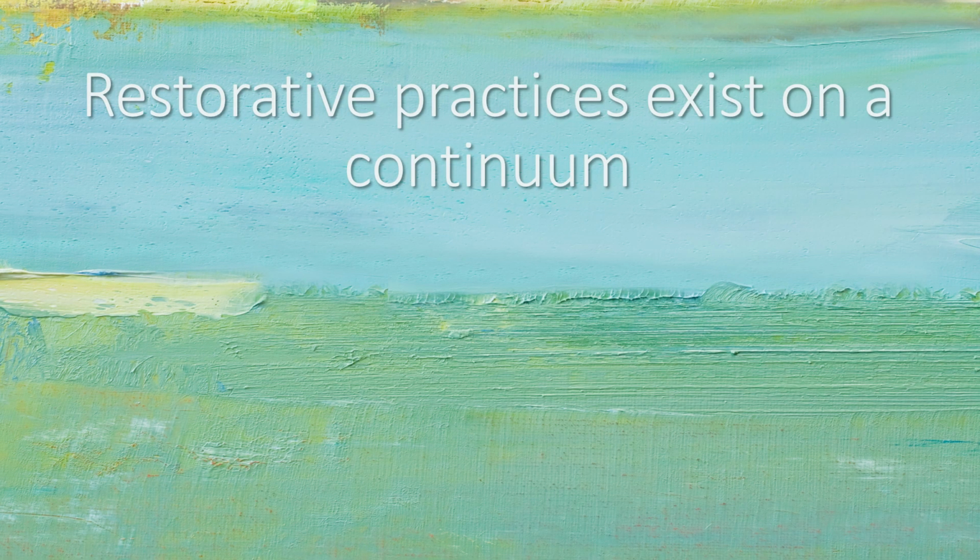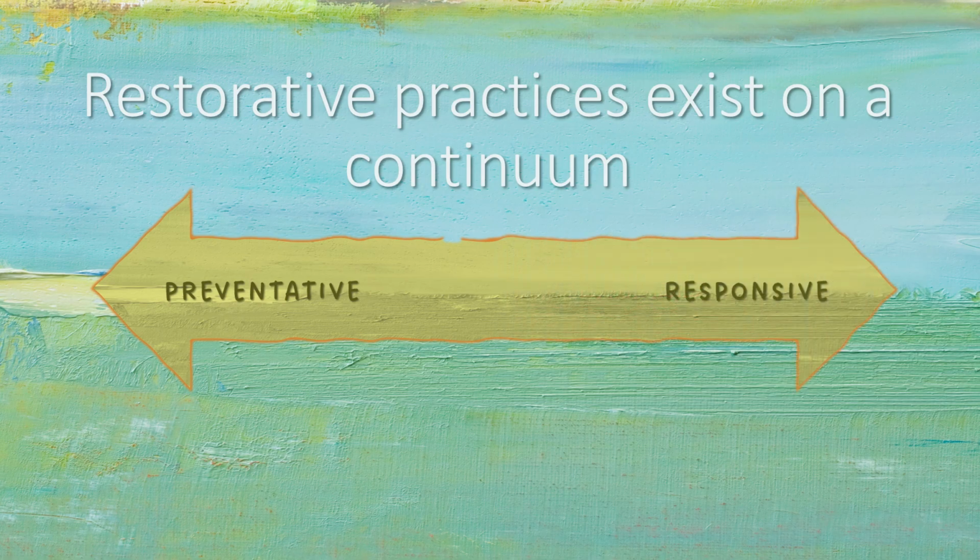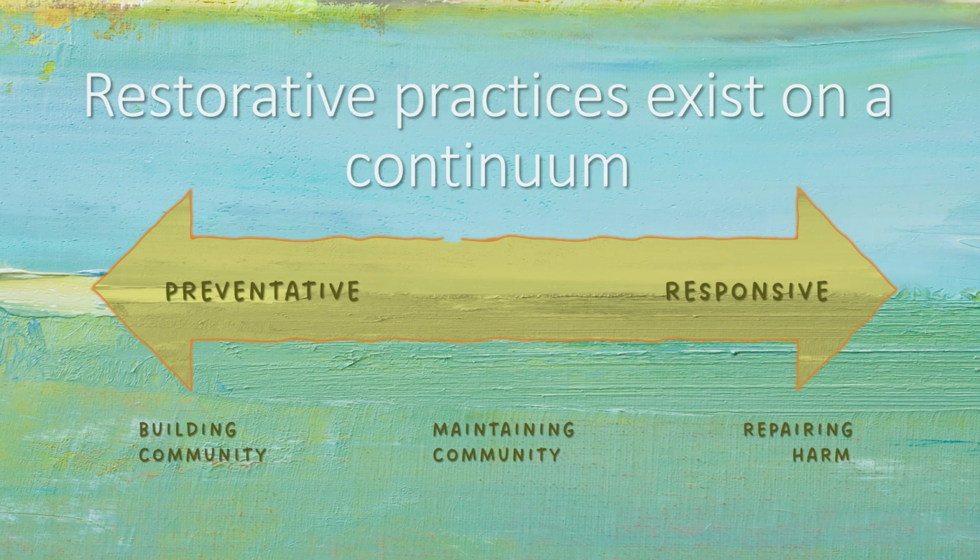Restorative practices exist on a continuum, from preventative to responsive. Examples of preventative practices are ones that help to build community or maintain community, and on the responsive end, we have practices that aim to repair harm. So what we call restorative justice is on the responsive end of the continuum, and usually that means it exists as an alternative to or in conjunction with the legal system.